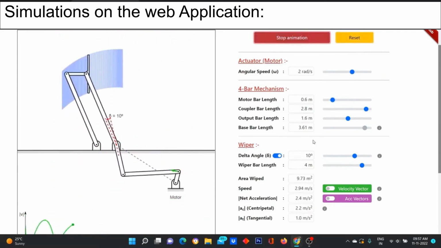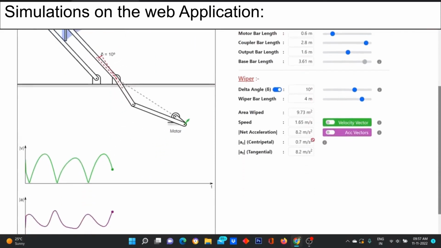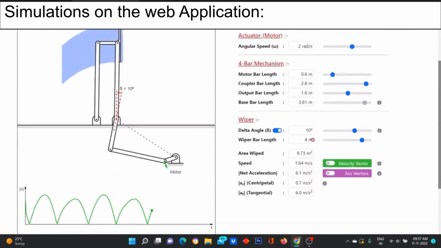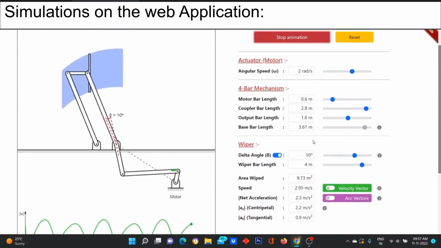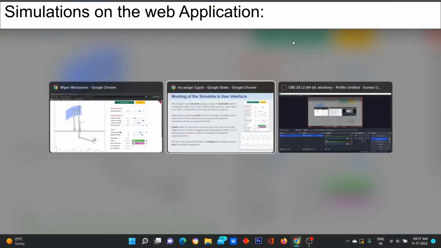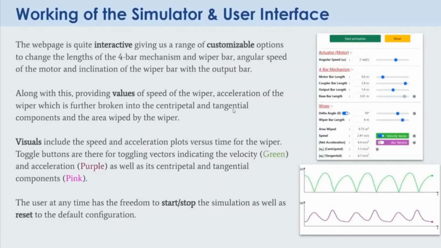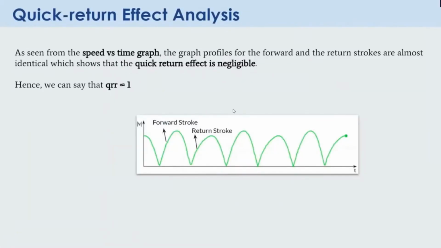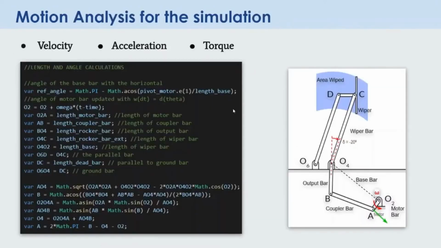As a general trend that was observed, the area wiped by the wiper increased with increased length of the wiper bar and remains constant with variation of speed, as shown in the speed versus time graph. The quick return ratio was obtained to be approximately 1. For the motion analysis of the simulation, we have taken care of velocity, acceleration of the wiper and torque requirement of the motor. Now after this my friend Bhaskar will take over.